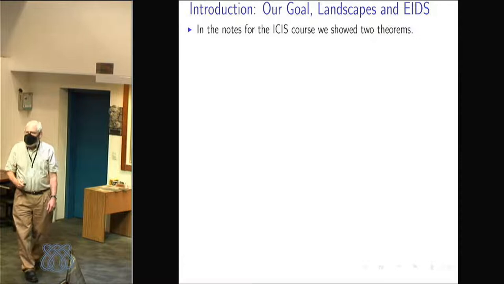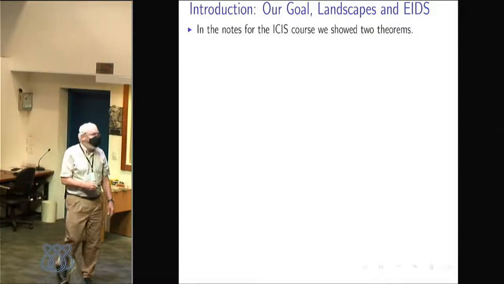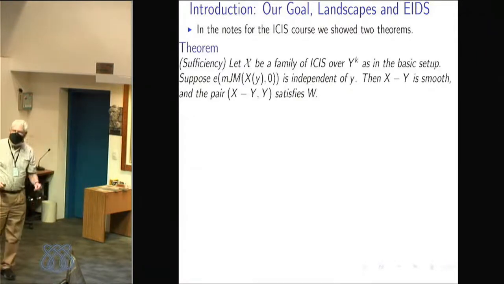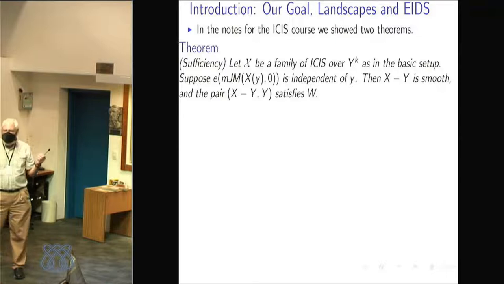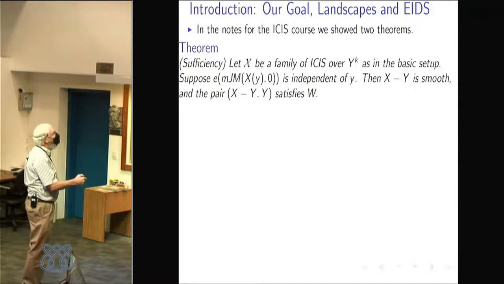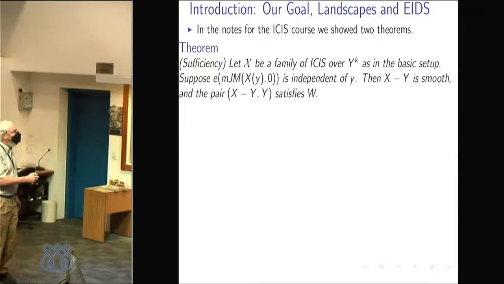Well, in the ISIS course, we showed 2 big theorems right at the end of the course. The first was a sufficiency theorem. So you have a family. It's made up of ISIS. And then we have some invariants, which we talked about a little bit: the multiplicity of the maximal ideal times the Jacobian module. And if these invariants were constant, independent of y, then not only was X minus Y smooth, but the pair satisfied the W condition.